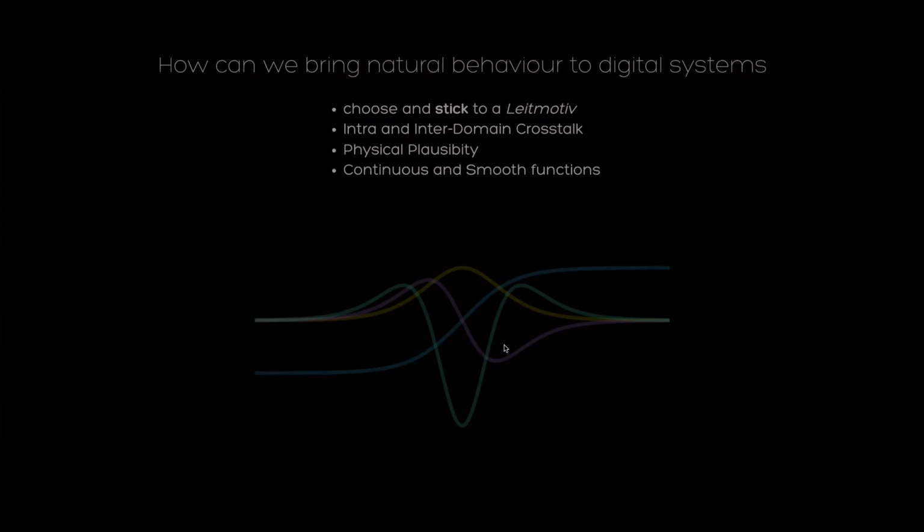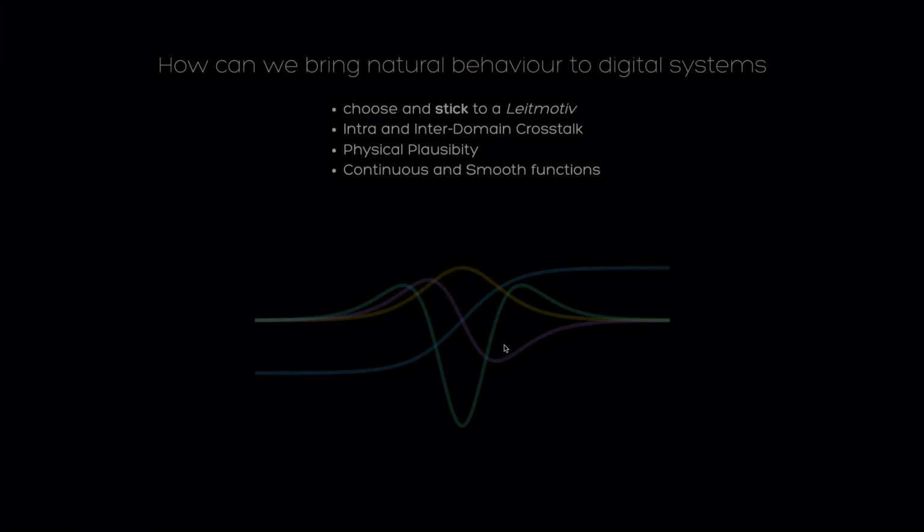We believe you should choose, and very importantly, stick to a leitmotif. Find something you want to use as guidance. Then introduce intra- and inter-domain crosstalk. Of course, in digital, we get used to, okay, can you change that little green pixel over there? But this is not an actual natural behavior. And by introducing domain crosstalk, we produce a system which finally reacts naturally.